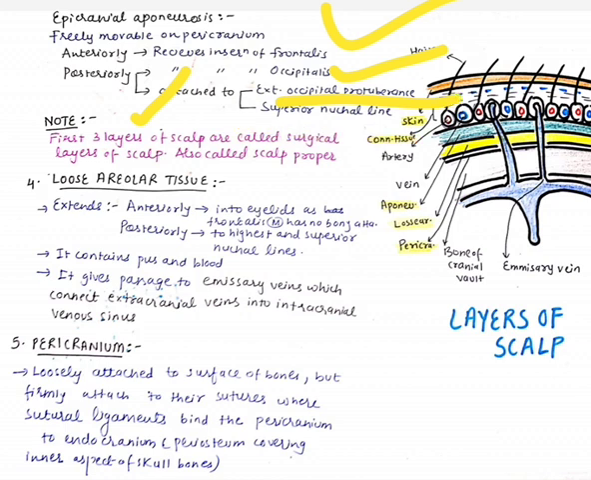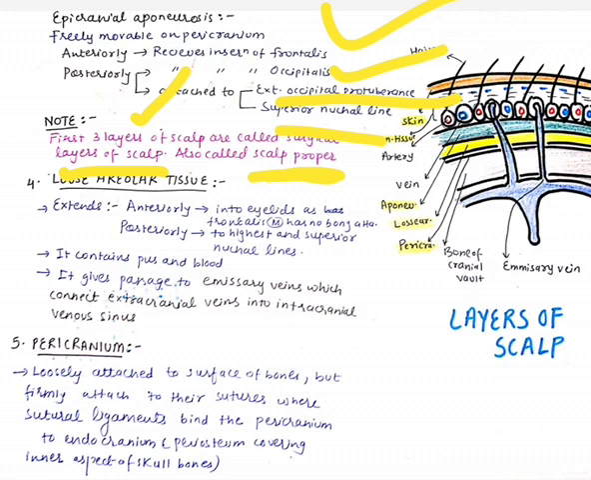Now it is very important to note that the first three layers, that is the skin, connective tissue, superficial fascia and the aponeurosis, are together called the surgical layers of the scalp or the scalp proper. It means these three layers are the true scalp, and the other two are the portion of the scalp.